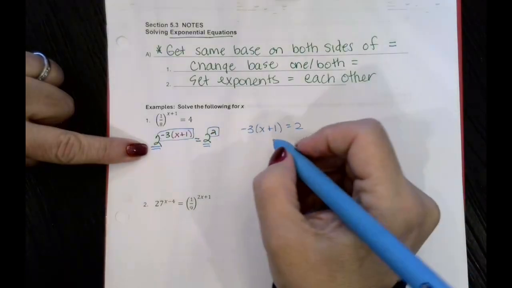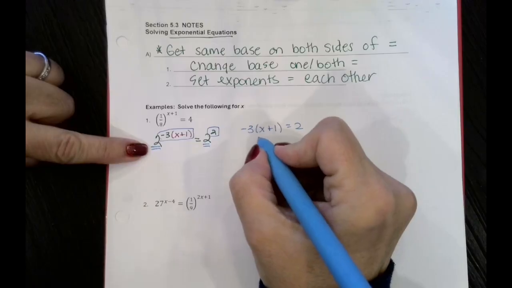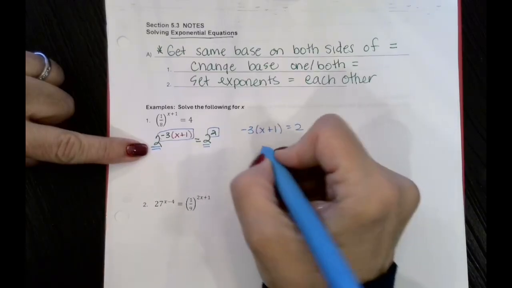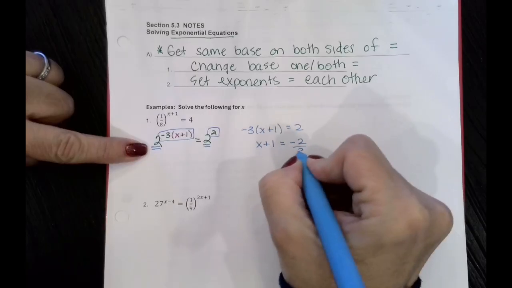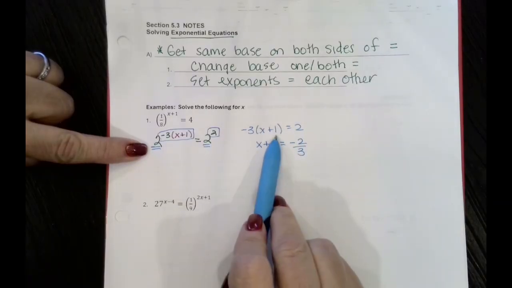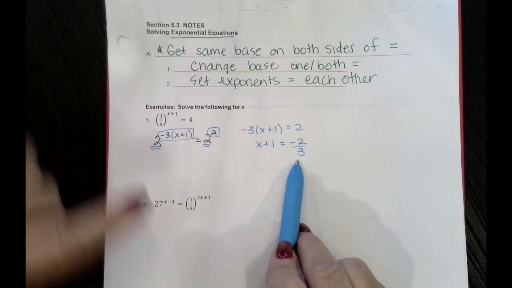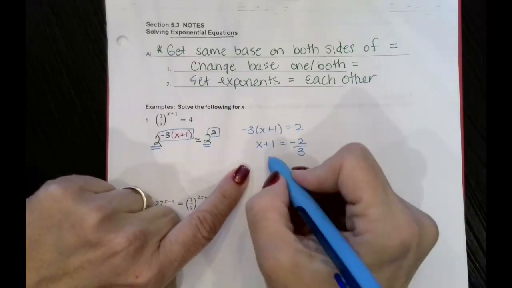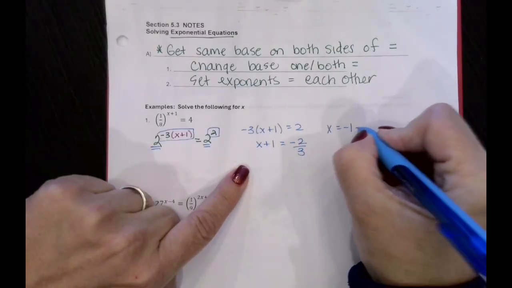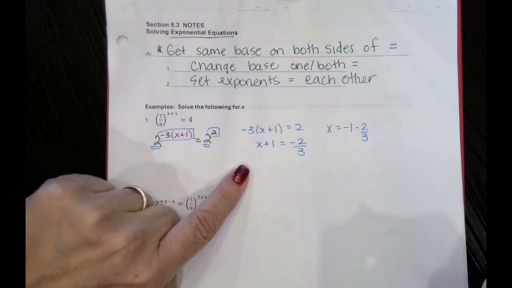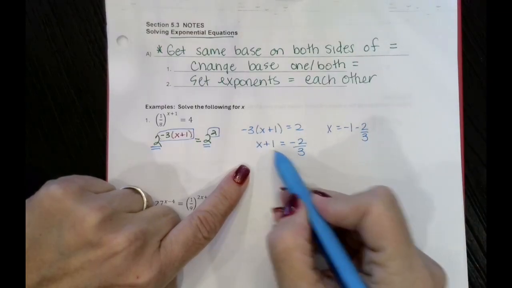And now I'm just going to solve this. So I could distribute this, but I'm not going to. I'm just going to say x plus 1 equals negative 2/3. If I divide by negative 3, this is what I get. I move the 1 over, so I have x equals negative 1 minus 2/3, right? So minus 1 on both sides.